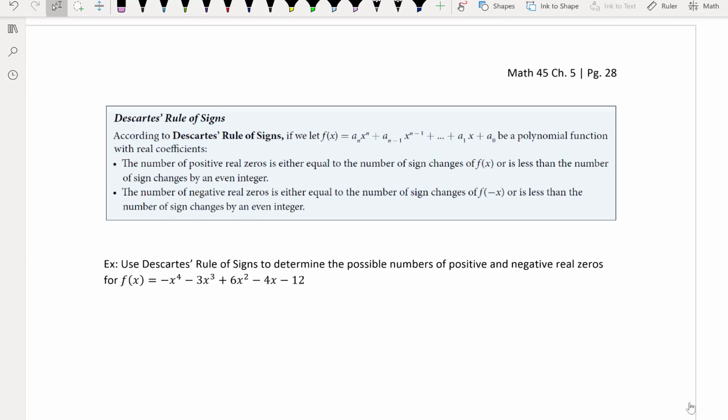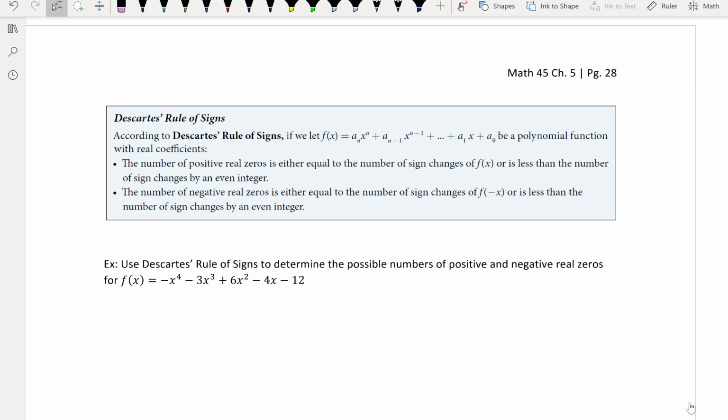So the next thing that we're going to have is our Descartes' rule of signs. For the Descartes' rule of signs, the number of positive real zeros is either equal to the number of sign changes in f of x, or is less than the number of sign changes by an even integer. The number of negative real zeros is either equal to the number of sign changes of f of negative x, or is less than the number of sign changes by an even number.